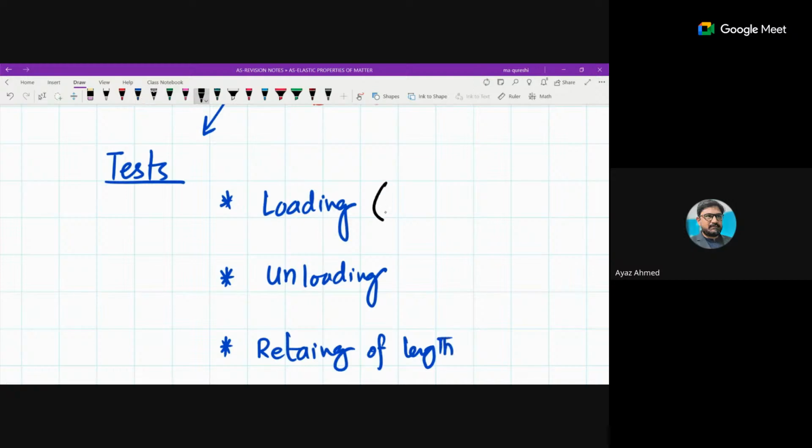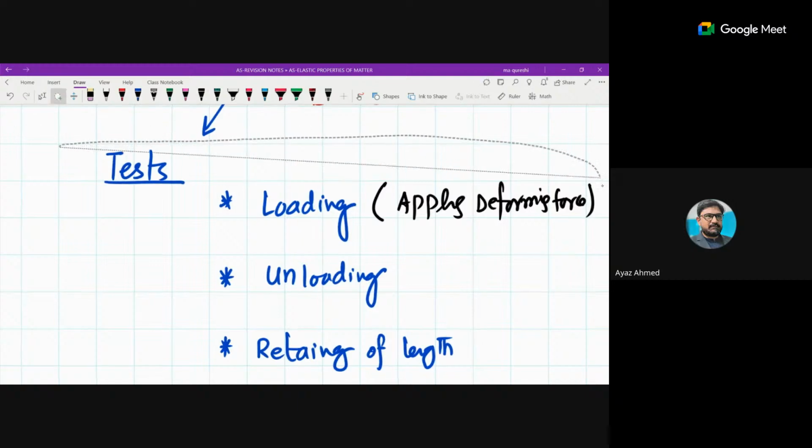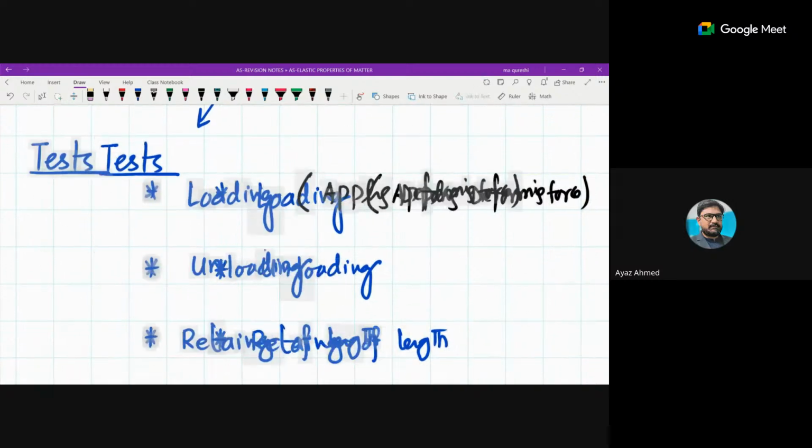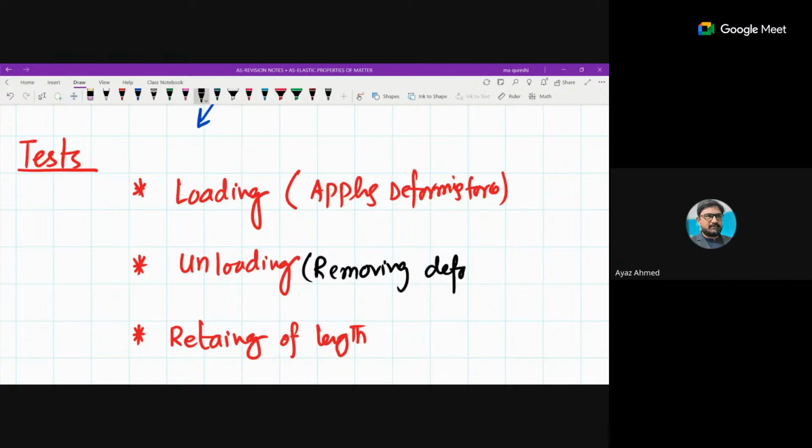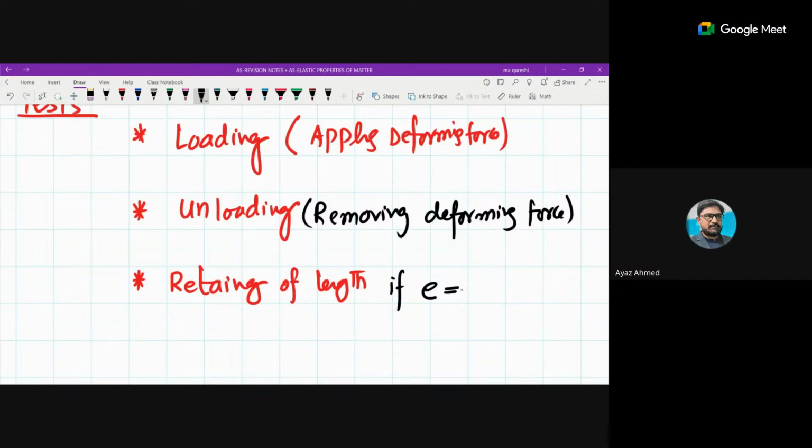Loading is applying the deforming force. Unloading is removing the deforming force, and then retaining the length: if extension equals 0 before and after, then the length is restored. Got it?